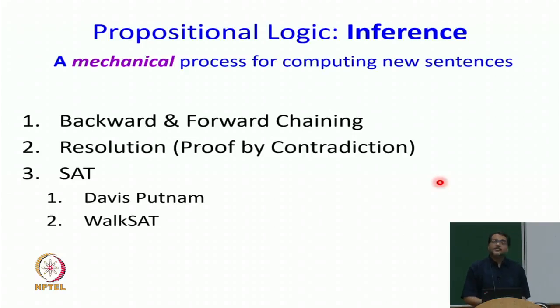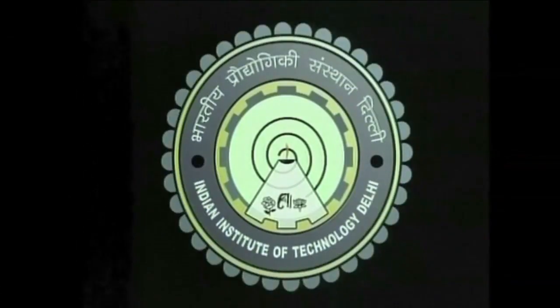I think this is a good point to stop. We have to talk about two other inference procedures. One is resolution and one is satisfiability. But before we finish, here's a homework for you. I want you to read about what a CNF clause is and how you convert any given clause into a CNF clause. We will start from there in the next class, and we will work up to the other algorithms. Thank you.